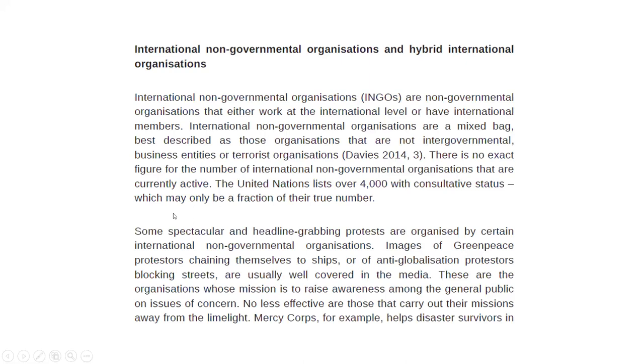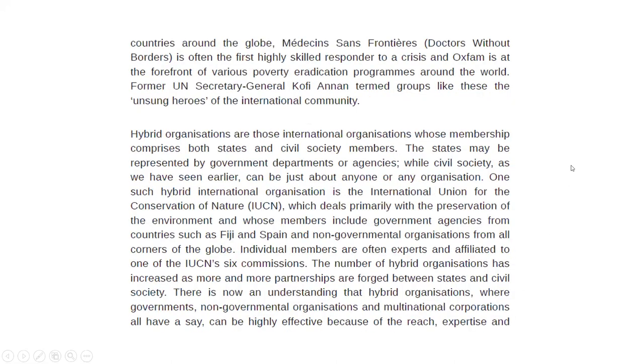Back to the material. This is the material, mon ami. Okay, so we were talking about the Mercy Corps, for example, helps disaster survivors in countries around the globe. Médecins Sans Frontières, Doctors Without Borders. I'm sure you've probably heard of that. Is often the first highly skilled responder to a crisis. And Oxfam is at the forefront of various poverty eradication. Eradication means to get rid of things. So poverty eradication programs attempt to get rid of poverty around the world.